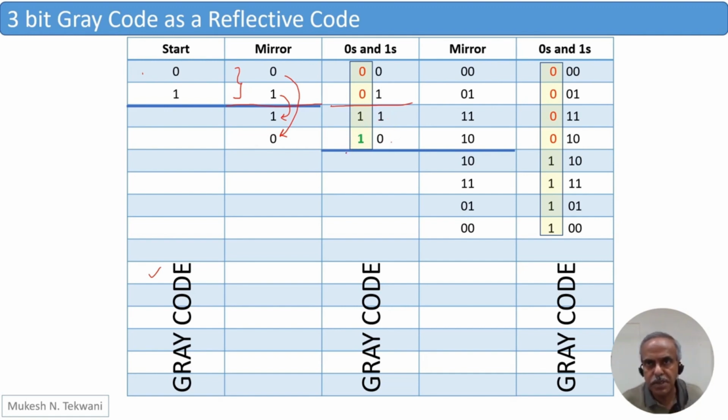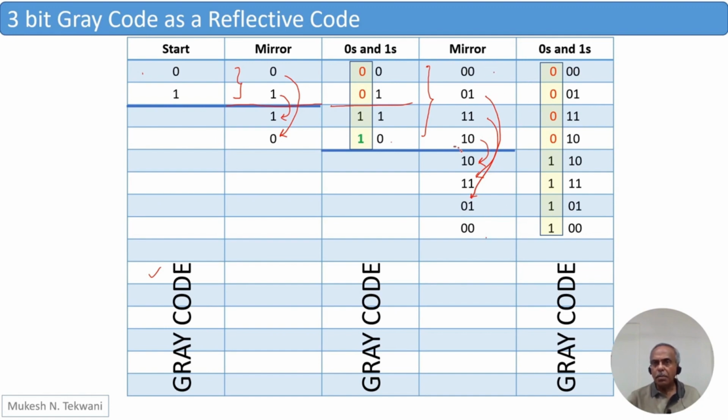Now we create a mirror image of this so that we can have a 3-bit gray code. So how do we do that? We take these 4 codes and we write them here: 0 0, 0 1, 1 1 and 1 0. Again we create a mirror image of this. So 1 0, this 1 1 becomes a mirror image here, 0 1 becomes a mirror image here, and the 0 0 becomes the mirror image.